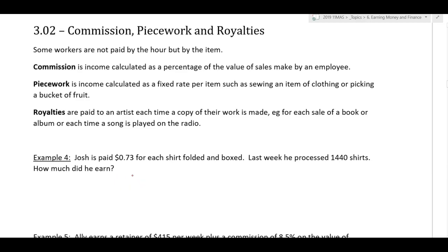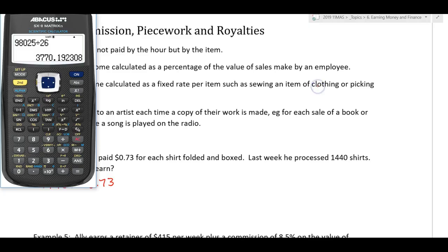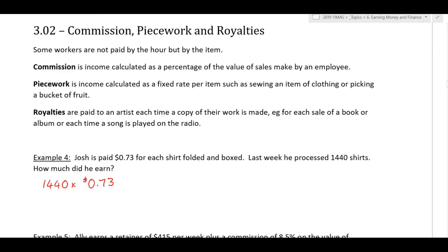So let's have a look at an example now where we have Josh being paid 73 cents for every shirt folded and boxed. This is an example of piecework. So if he processed 1,440 shirts, how much did he earn? Well, I just take the number of units, these shirts, multiply it by the rate: 1,440 times 0.73. Out comes the calculator. 1440 times 0.73, and Josh earns $1,051.20. That's what he earned for the week.